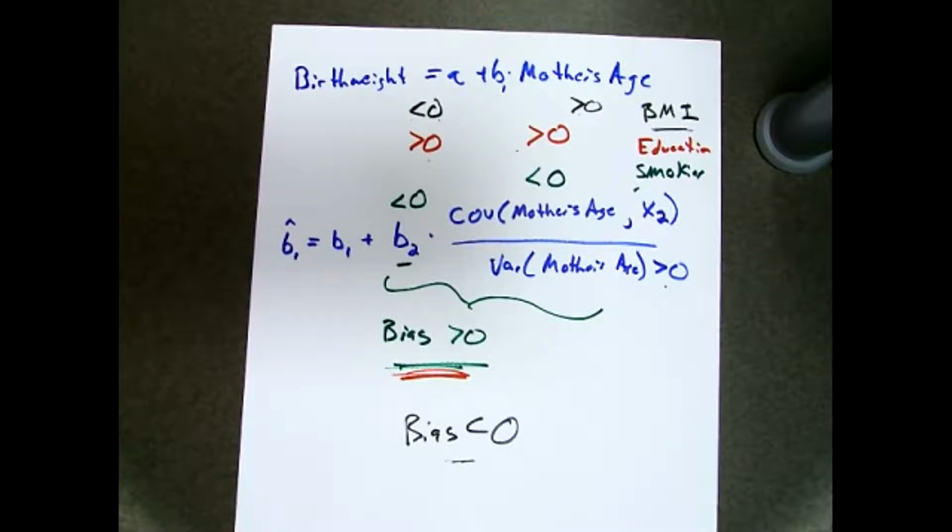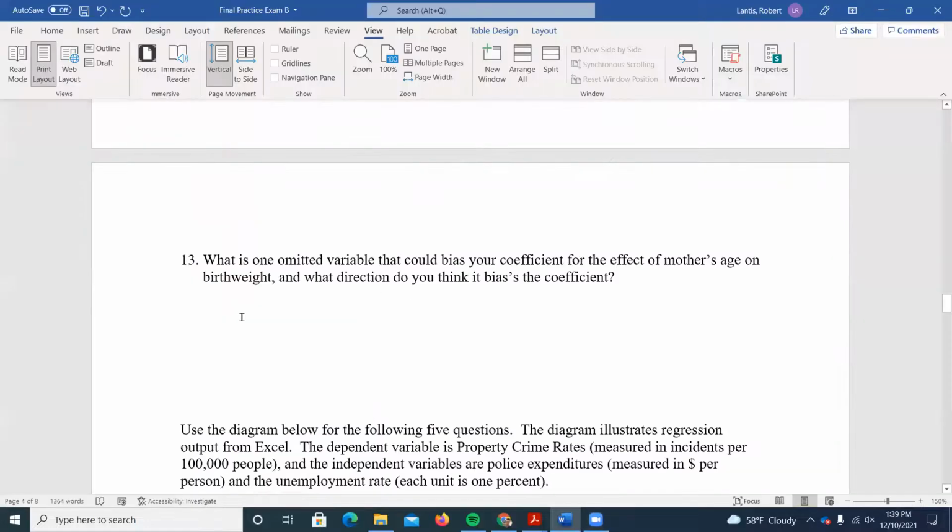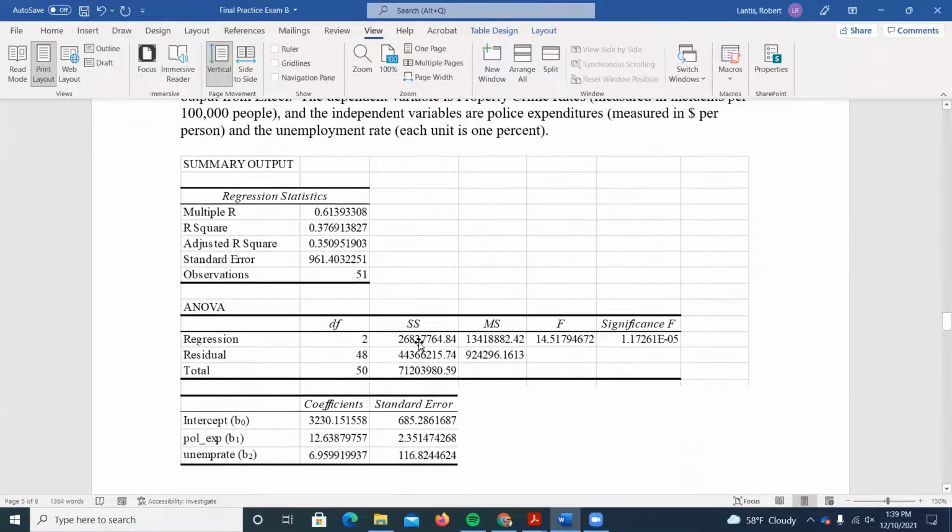So I would expect you to know how to put a sign on the bias and think about variables that would potentially cause it. If I ask you this on the exam, I would give you an omitted variable, and then you would tell me what the covariance is and what you would expect that coefficient to be if you were to include it. I won't be as mean as to expect you to come up with one off the top of your head, right? All right.